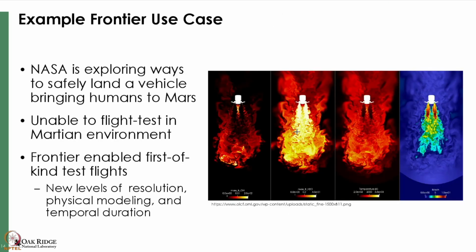What are the use cases for such a large machine? That's an interesting question. So one of the things that this machine is used for in the United States is by NASA. They would like to explore different ways of safely landing a vehicle to bring humans to Mars. Obviously, it is impossible to do in-flight testing in the Martian environment at this point of time. So all this is done using computational models where you add different sorts of physics models into this re-entry problem. And you can see the complexity of the physics over here.